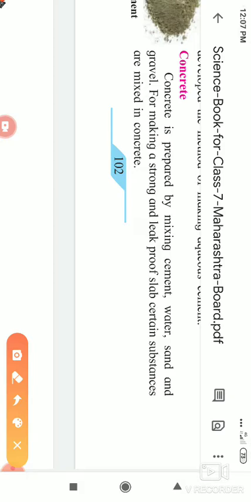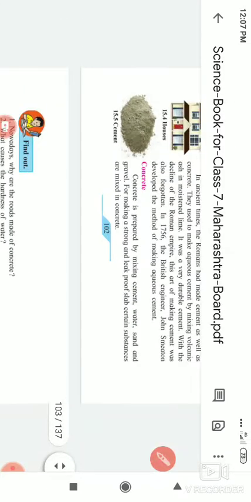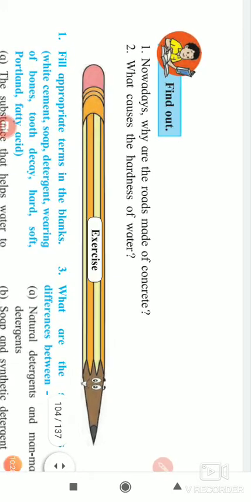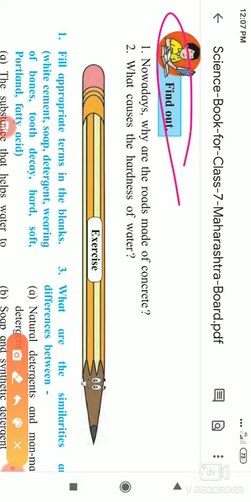And in the same way, because of using this cement concrete, the construction is strong, a leakage proof slab. Certain substances are added to the cement concrete, and that's why they are added. Due to this, we can construct a durable, leakage proof building from it. Okay, now the next question is to find out.